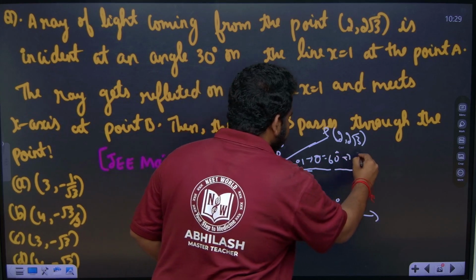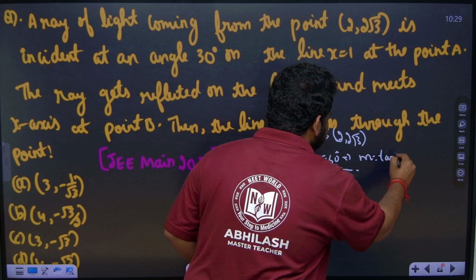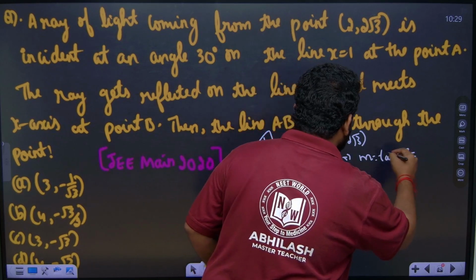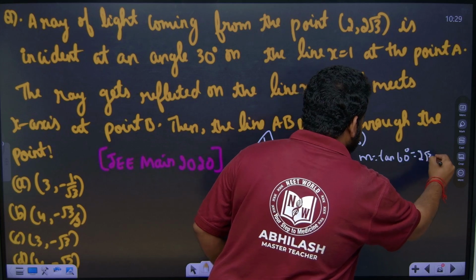This implies slope m is equal to tan 60, which is equal to y2 minus y1 over x2 minus x1. Y2 is 2 root 3 minus k, over 2 root 3 minus 1.